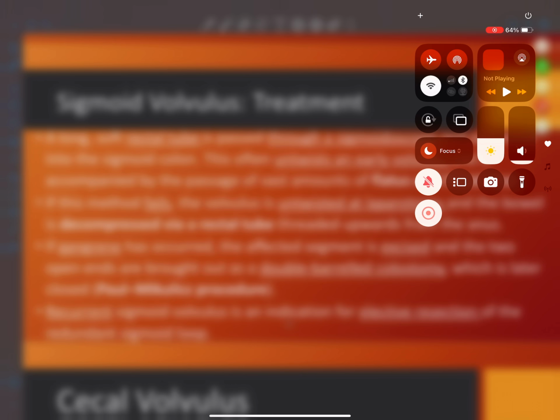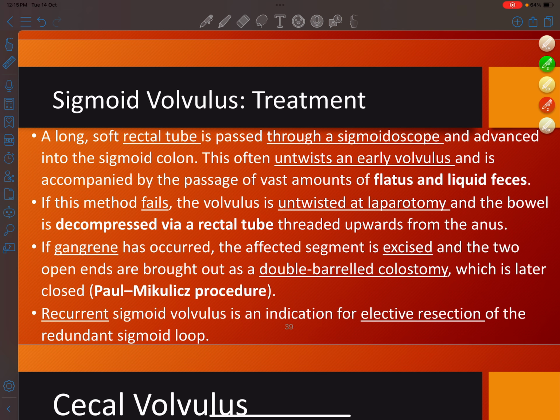After that, we can prepare our patient and do it as an elective surgery, which has the advantage of doing it in one stage. We did it a few days later, elective sigmoid colectomy with primary anastomosis, and the patient is fine.